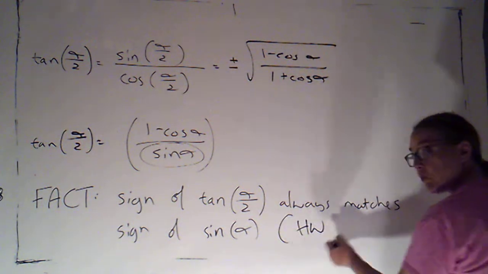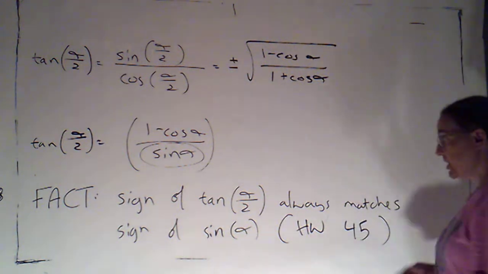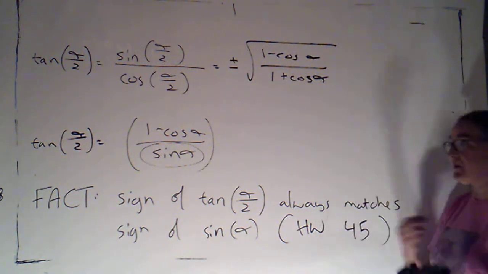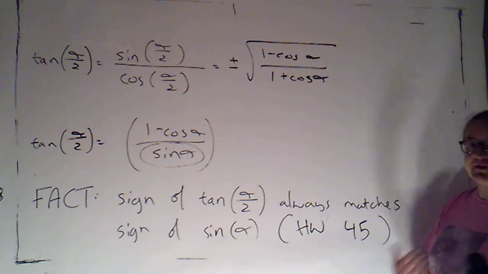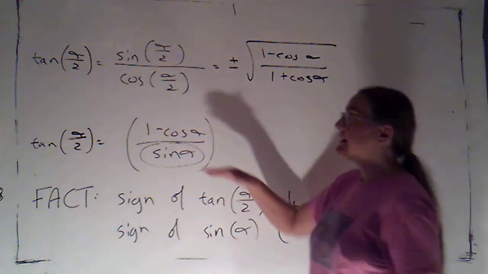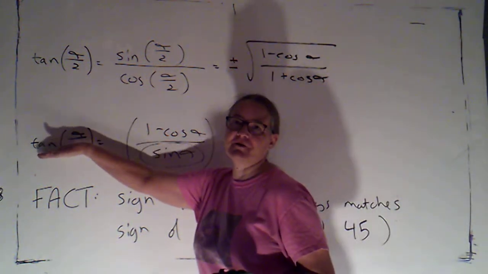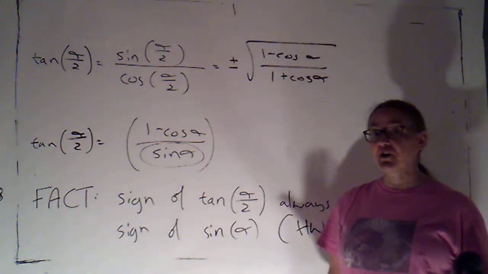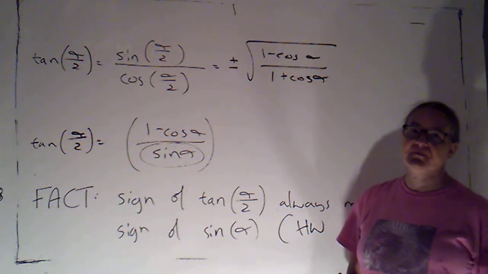You're going to take a look at why that's the case in homework problem number 45. You're going to play around a little bit with some different possibilities of what quadrant alpha could be in and where that puts alpha over 2 and what that makes the sign, the plus or minus sign, of sine alpha and of tangent of alpha over 2. And you'll see as you work through those problems that the plus or minus signs always match.